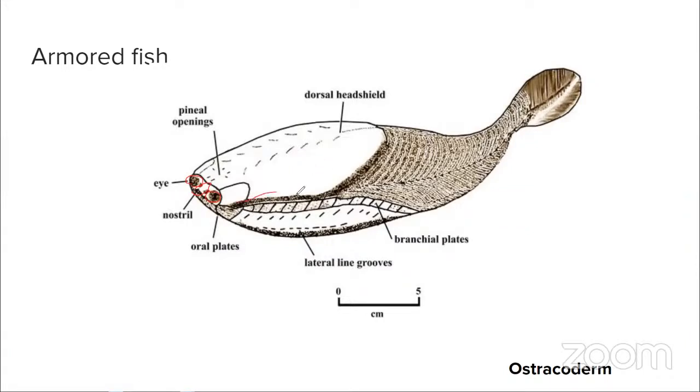What we can see taking up a lot of space here on our head is this dorsal head shield. This is a hard part of this fish, with this bony kind of plate on it. You can see that there are some plates elsewhere on this ostracoderm as well. We have some here around the gills as well.